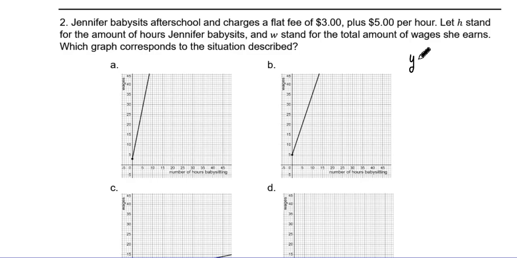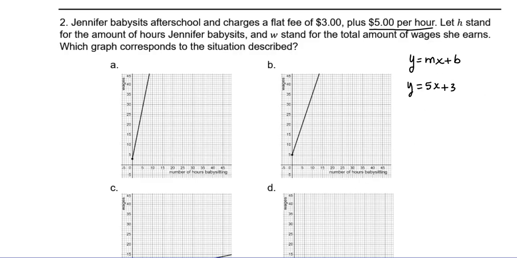So you have y equals mx plus b. Even though it's telling me to use h and w, I'm not going to use that because I want to go ahead and graph it. So this is the slope. So the slope is always the rate, and she's charging $5 per hour, so that's going to be my rate, plus a flat fee of $3. So 3 will be my y-intercept. Anyway, that is my equation.